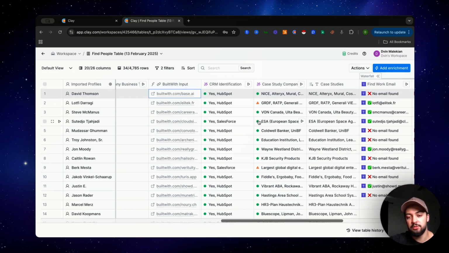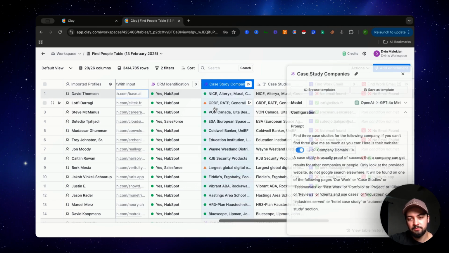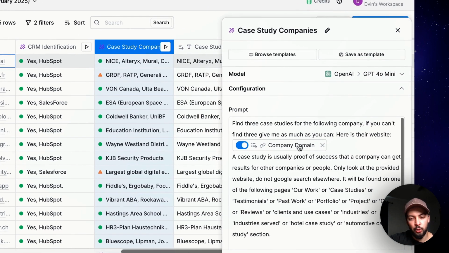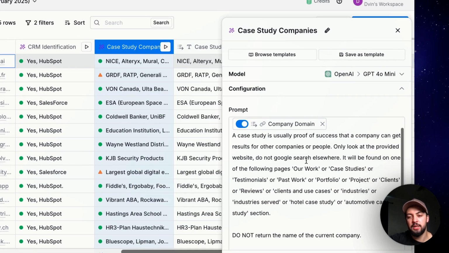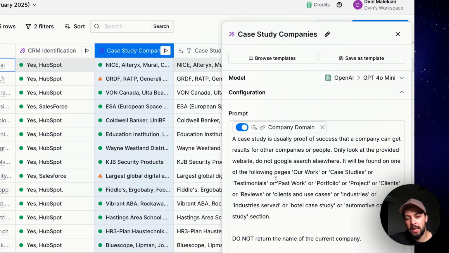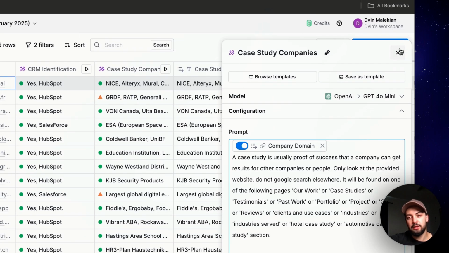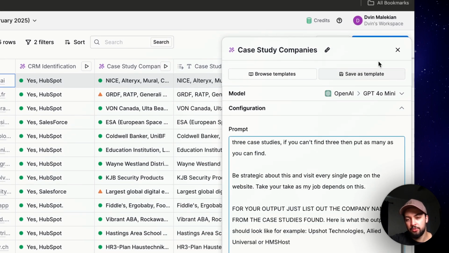But this process could be a little bit faster with Clay Agent. Again, really awesome tool. Essentially the prompt that we used for Clay Agent was telling it to go to the company domain and then come back with the case study. A case study is usually proof of success, results that a company has gotten from other companies or people. And I basically told it where to look, for example, look at testimonials, past work, portfolio, projects, clients, just look at their entire website and then come back with the results.